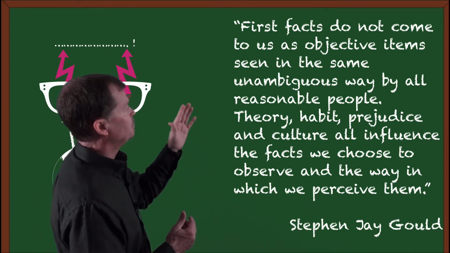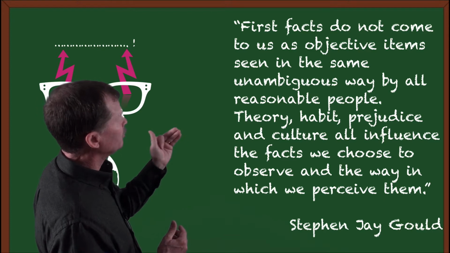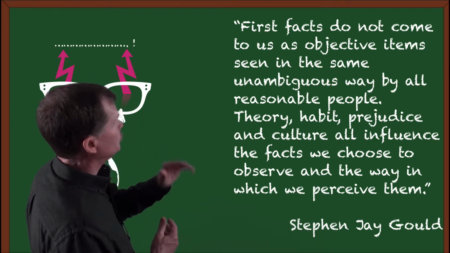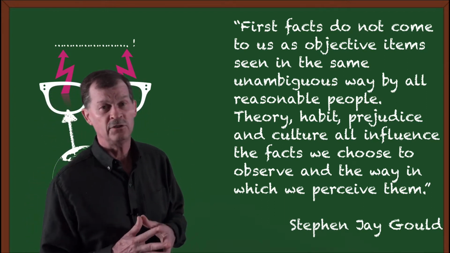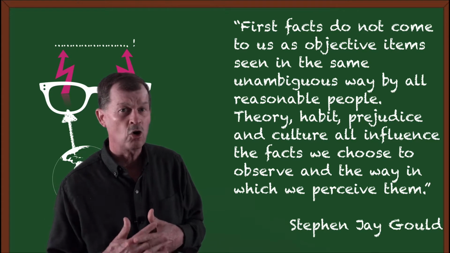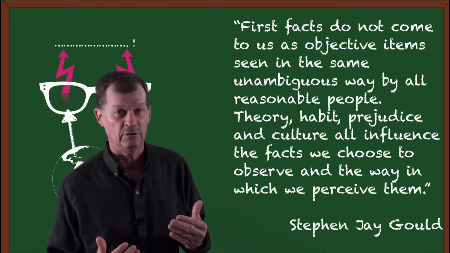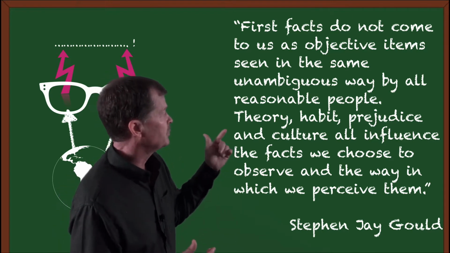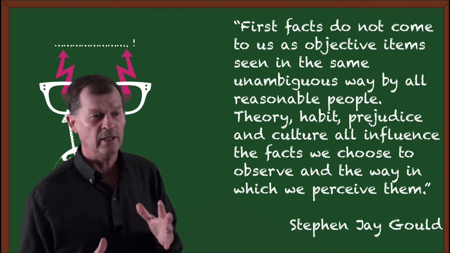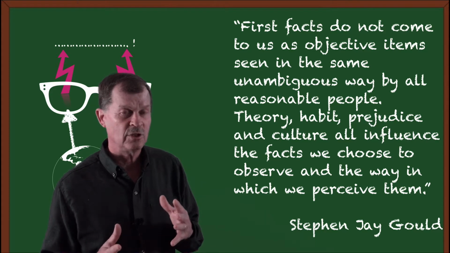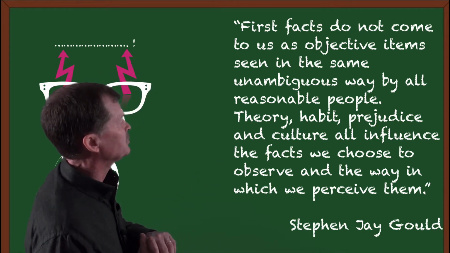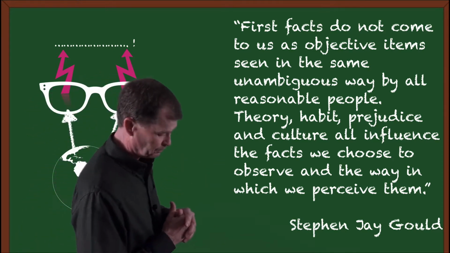He says facts do not come to us as objective items, just as a plain object. There is a separation between us and the facts. We cannot get directly to the facts or to those objective items. Why? Well, he says, because theory, habit, prejudice, and culture all influence the facts we choose to observe and the way in which we perceive them. Well, this started making sense to me because of us living cross-culturally for 25 years in South America and understanding how culture really influences the perspective of the person and how they see things.